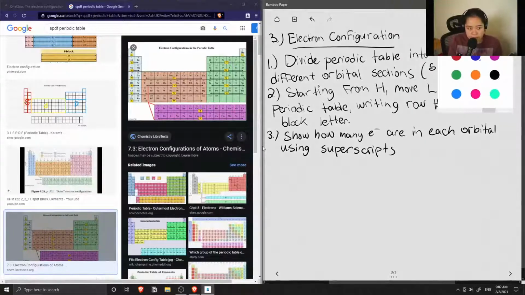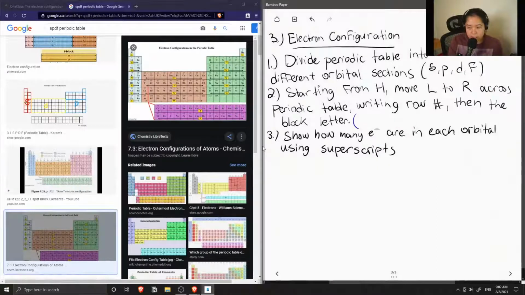Okay, and I'm also just going to add for step 2 that when we write the row number, when we get to the D block, we write the row number -1. And when we get to the F block, we write the row number -2.